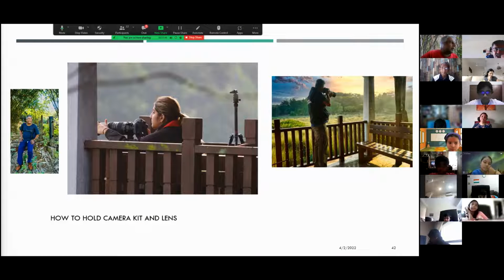Okay, now here's a picture of another way. This is Alicia, my daughter, who's holding the lens. She's putting it on top of the pillar of this watch tower that we were standing on, and taking photographs so there is no shake, because the lens is a very heavy lens.